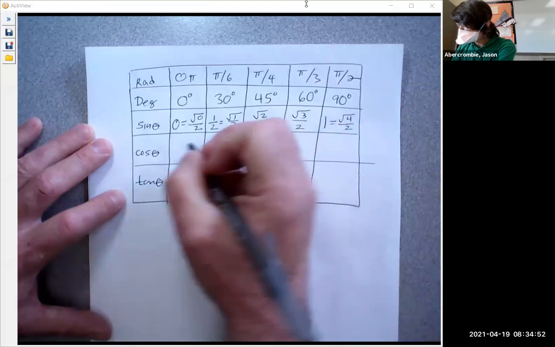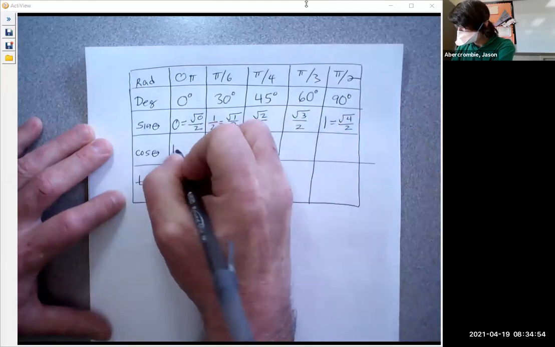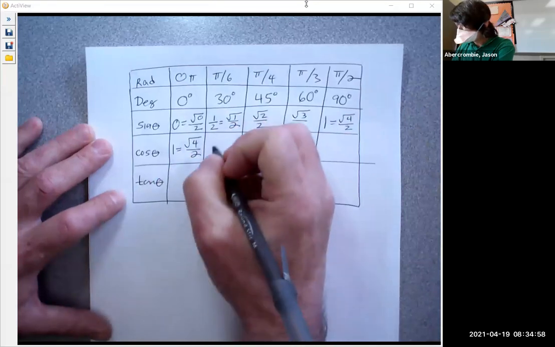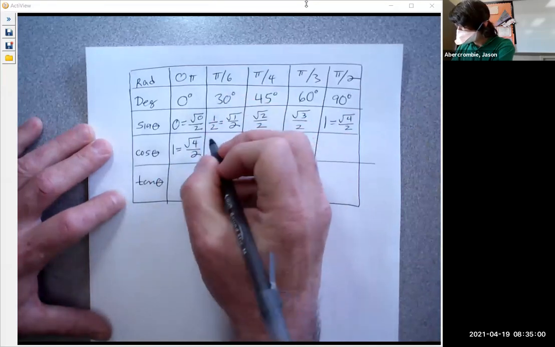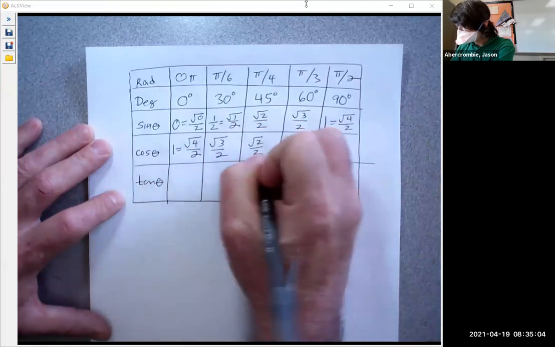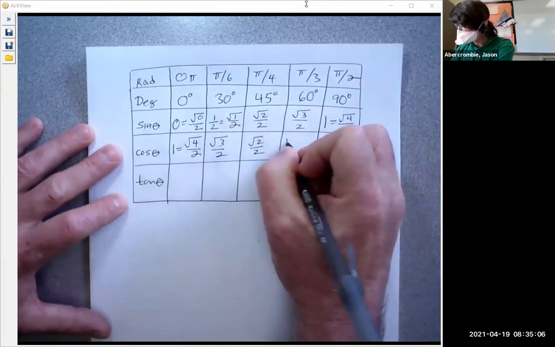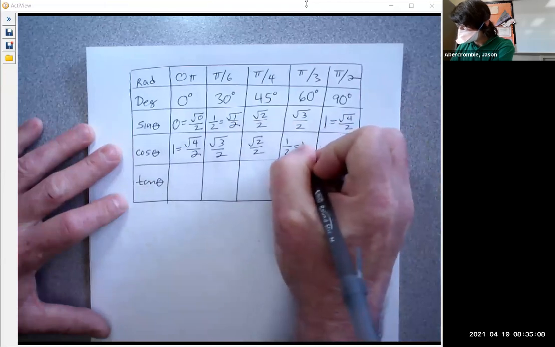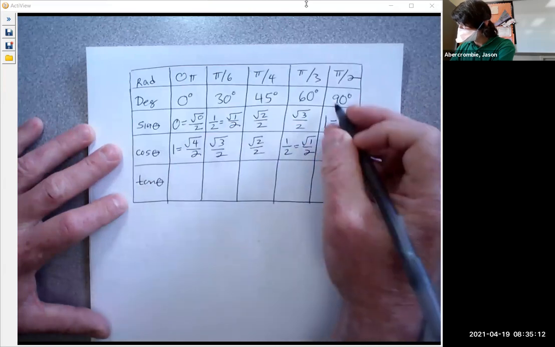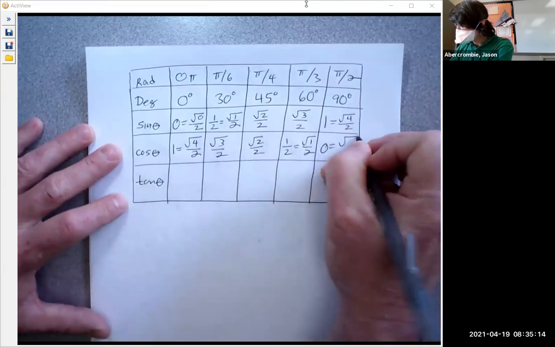Cosine is the reverse. So cosine of 0 is 1, which is root 4 over 2. Cosine of pi over 6 is root 3 over 2. This is root 2 over 2. Cosine of pi over 3, or 60, is 1/2, which is root 1 over 2. And then cosine of 90 is 0, which is root 0 over 2.